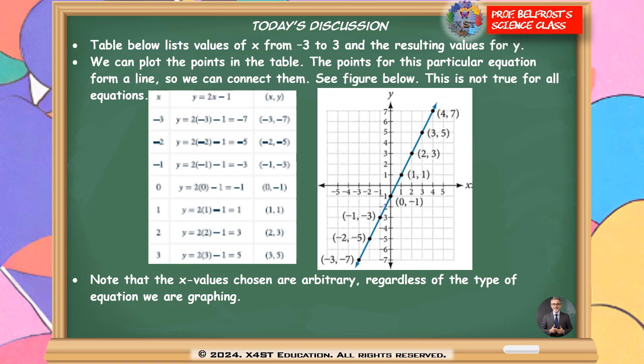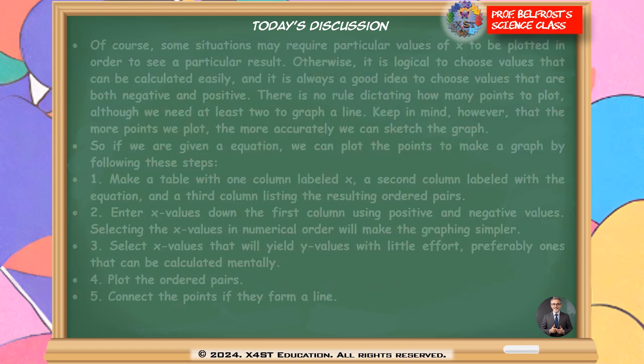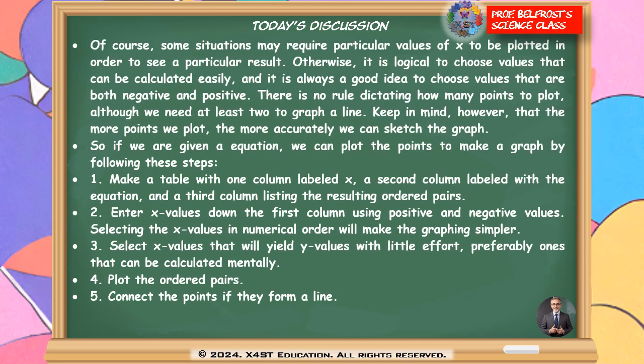I don't mind, okay. So note that the x values chosen are arbitrary, regardless of the type of equation we are graphing. And of course, some situations may require particular values of x to be plotted in order to see a particular result. Otherwise, it's logical to choose values that can be calculated easily, and it's always a good idea to choose values that are both negative and positive.